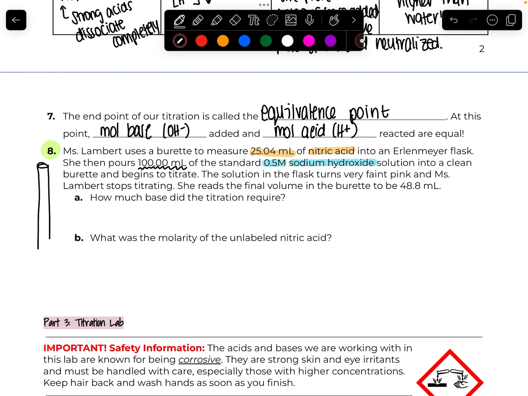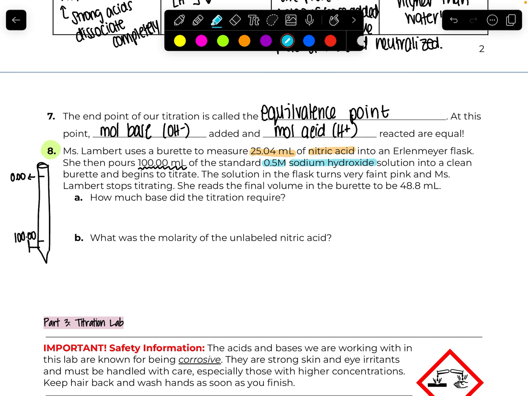So if I draw you a little picture here, what this would mean is that this is the 0.00 mark and this is the 100.00 milliliter mark. So I filled my burette completely. I'm starting at 0. Okay. Then I begin to titrate, which means that I open up the burette and I start allowing the base to flow into the acid in my reaction flask.